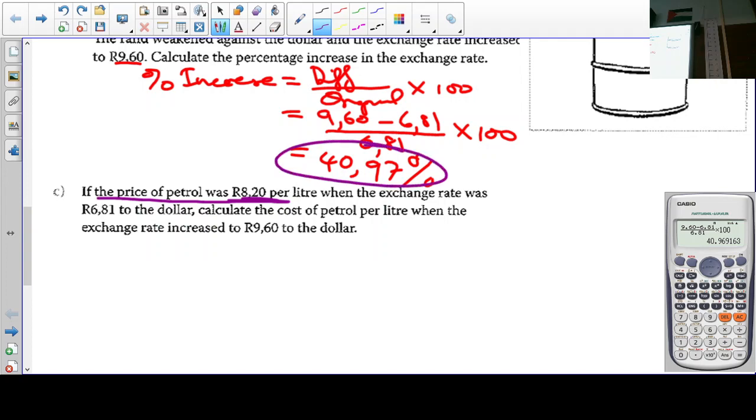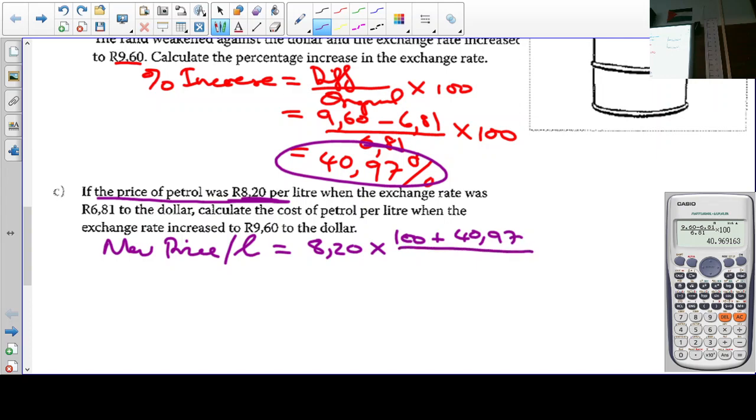40.97%. Not so? So for our new price, percentage increase, new price per litre is going to give you 8 Rand and 20 cents multiplied by 100 plus 40.97 over 100. Okay, that's one way of doing it. I'll do it another way for you now. So it's 8 Rand 20 multiplied by 100 plus that answer, that was the last answer calculated, over 100. Why over 100? Because that's a percentage. So the new price for petrol per litre after the increase is 11 Rand and 56 cents per litre.